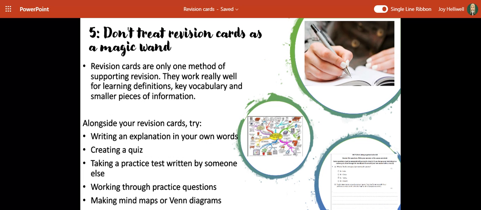But alongside revision cards, learners should be trying to write an explanation in their own words, creating a quiz, maybe taking a practice test that has been written by someone else, so possibly previous exam questions from the exam board. They could also be creating mind maps or Venn diagrams. So they work fantastically, but it's a really good idea to make sure that our learners are using these as just one method.